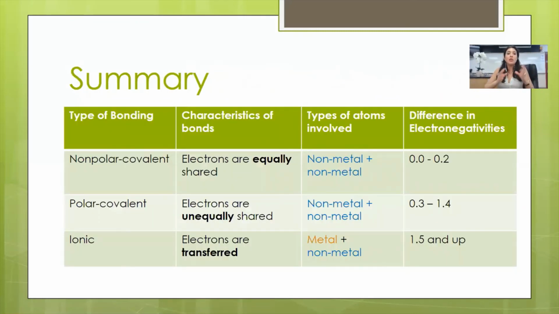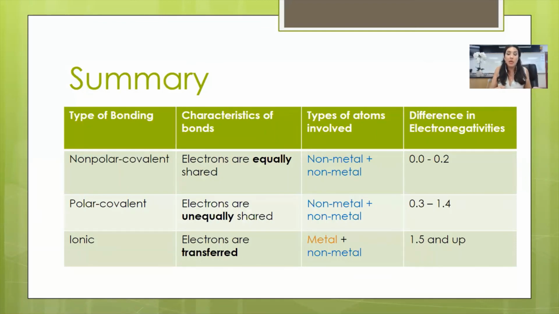So in summary, non-polar covalent bonds are characterized by an equal sharing of electrons. They always involve nonmetals, and you're looking for electronegativity differences between 0.00 and 0.2. Polar covalent bonds, on the other hand, share their electrons, but unequally so. One nucleus is better able to attract electrons to itself than another nucleus. These, again, are characterized by nonmetal and nonmetal elements bonded together, and you're looking for a difference in electronegativities between 0.3 and 1.4 using your Pauling scale.